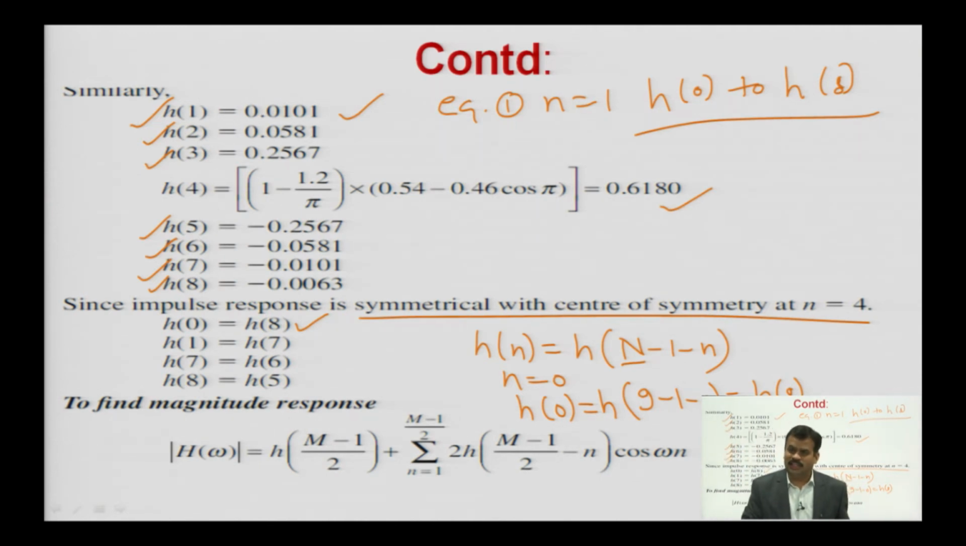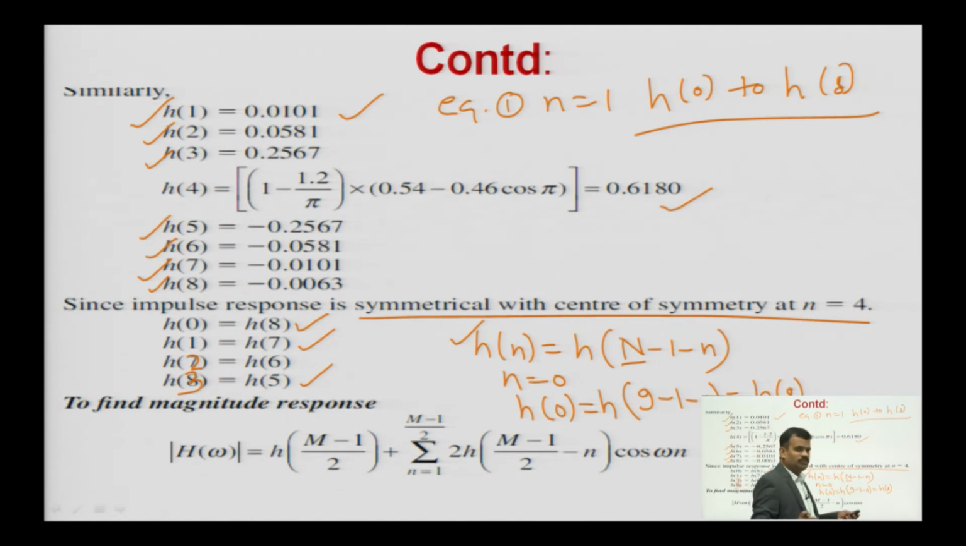In my first PPT, I told you this is the condition for symmetry, that h of n is equal to h of N minus 1 minus n. So, you will get h of 0 is equal to h of 8, h of 1 is equal to h of 7, okay. Then h of 2 is equal to h of 6, then h of 3 is equal to h of 5, you will get here. Okay. Some misprint is there, that is why.